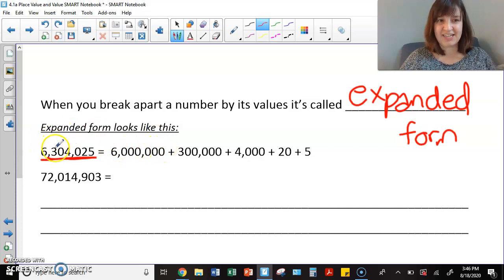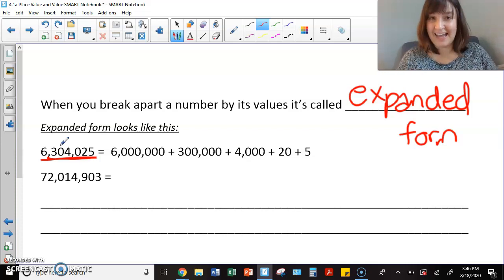The next digit is 3. That 3 is in the hundred thousands place. So the value of the 3 is 300,000. My next digit is a 0. Well, my 0 is in the 10,000s place, but 0 10,000s is the same thing as 0. Anytime you have a 0 in that place, a 0 is not worth anything. So if I have 0 amounts of $10,000, I just have $0, unfortunately.